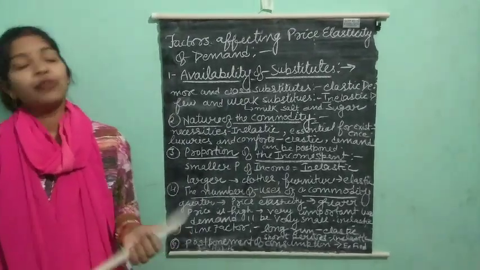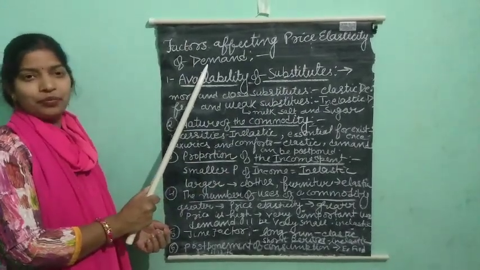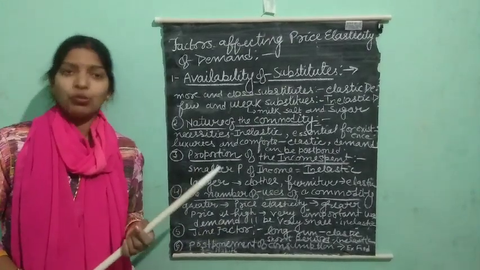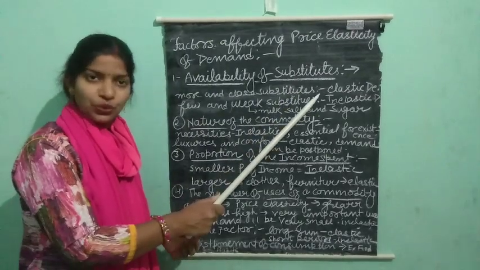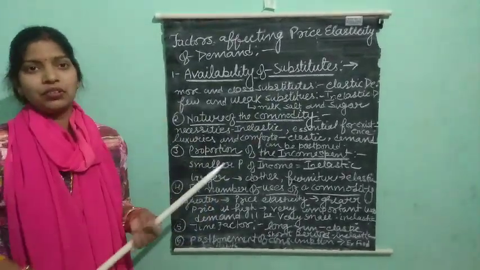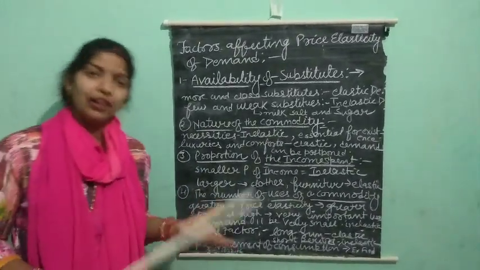Today we shall do the factors affecting price elasticity of demand. There are various factors that affect price elasticity of demand. First of all, we are doing availability of substitutes. It depends on the substitutes that are available in the market whether the demand will be inelastic or elastic.